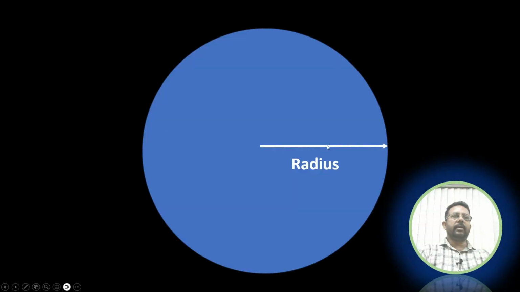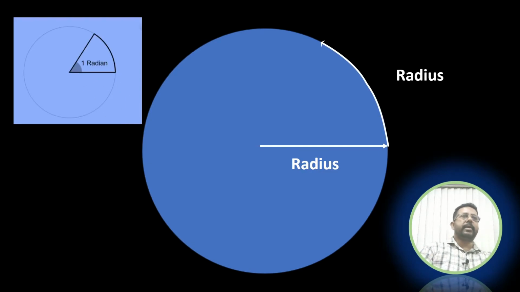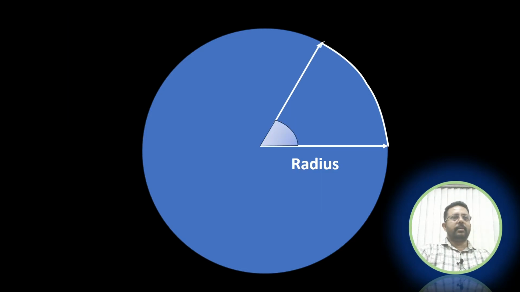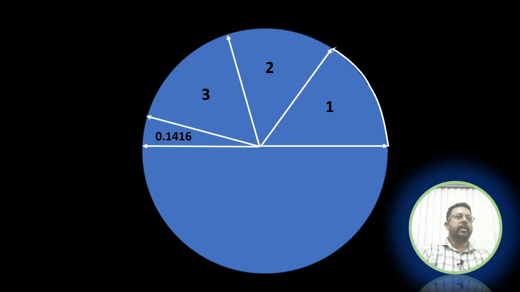So we see a circle and we got a radius. Now we take this radius outside of the circle and then we bend it across like an arc around the circle. That is the length, and this area is known as the radians. This is equivalent to 1 radian or 57.2958 degree. Now in a circle we have seen 1 radian, and this is the second radian, this is the third radian, and this is some part of a radian.